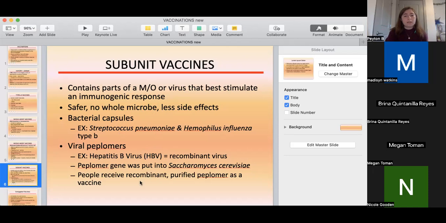And then an example, a viral example, is the hepatitis B vaccine, which is a subunit vaccine. And then a bacterial example, Haemophilus influenzae type B, or Streptococcus pneumoniae, is also a good example. So all of those are subunit vaccines. Any questions on subunit vaccines before we get into this slightly more in-depth subunit vaccine slide?